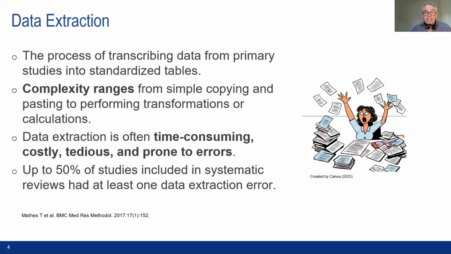The risk for mistakes is really high for data extraction. So a method study showed that up to 50% of studies in systematic reviews have at least one data extraction error.